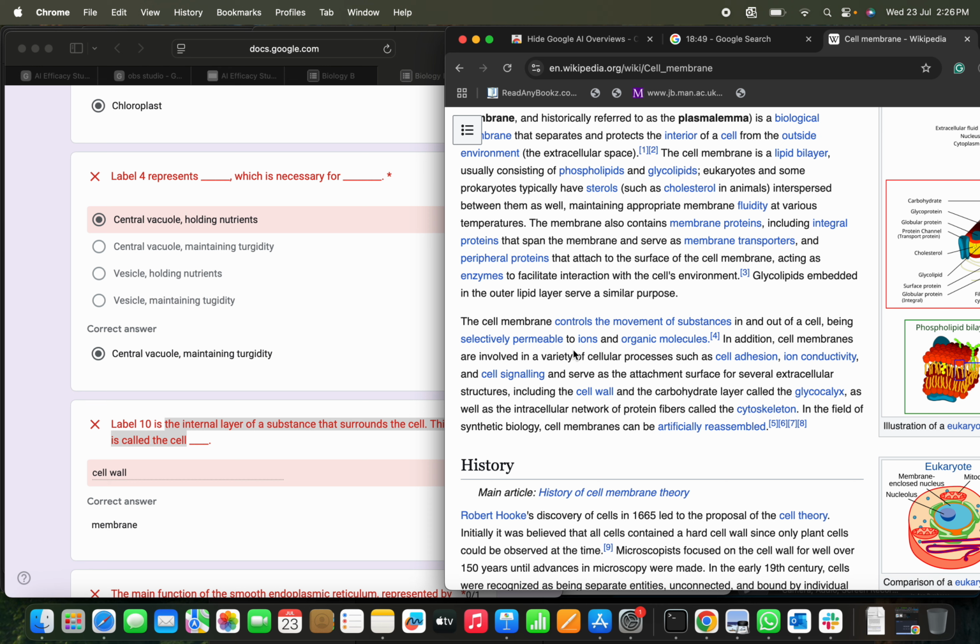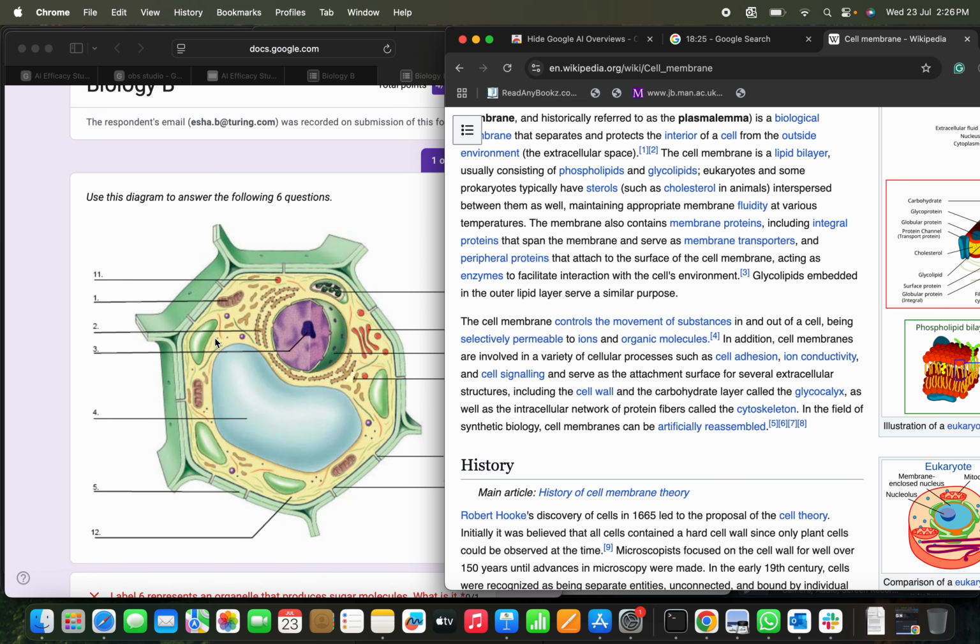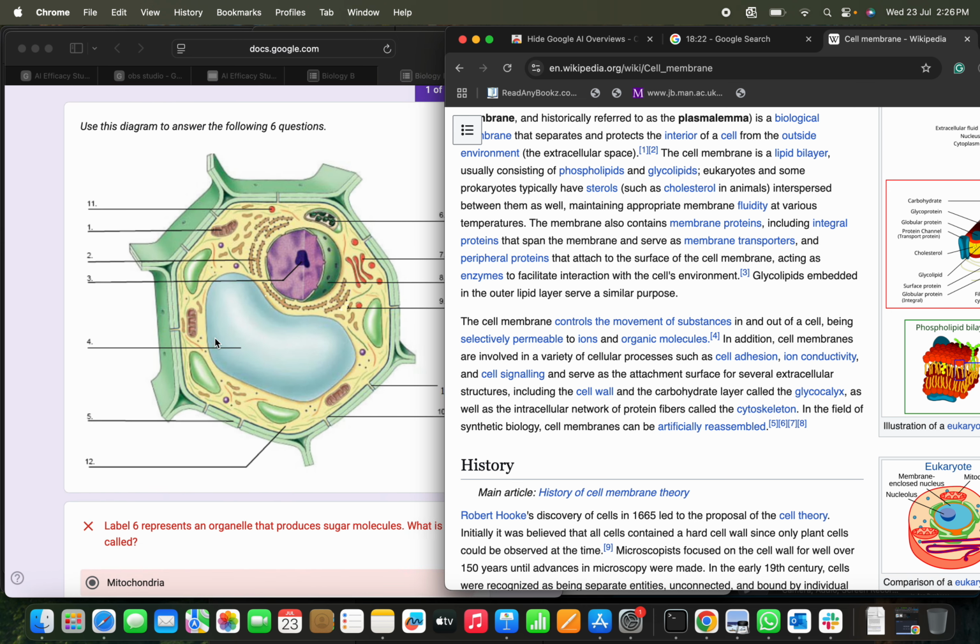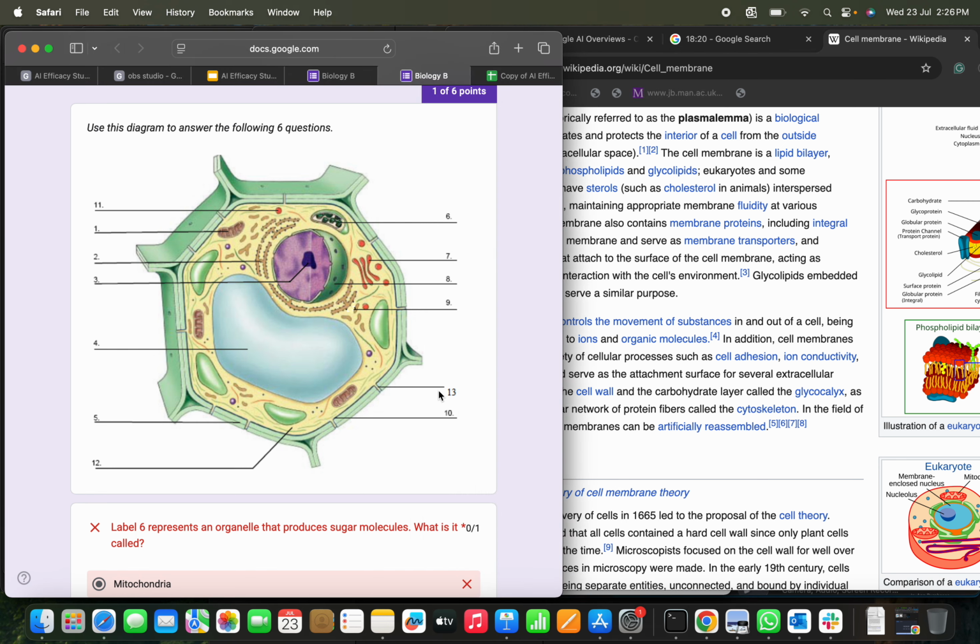In addition, cell membranes are involved in a variety of cellular processes such as cell adhesion, ion conductivity, and cell signaling, and serve as the attachment surface for several extracellular structures, including the cell wall and the carbohydrate layer called the glycocalyx, as well as the intracellular network of protein. This is too technical for me, but let's see how the cell wall looks, just for remembrance.